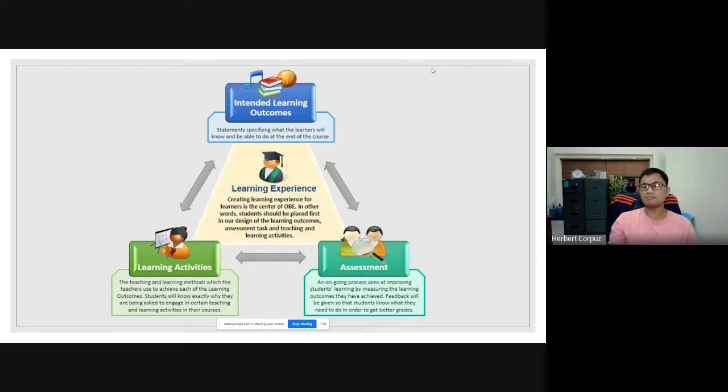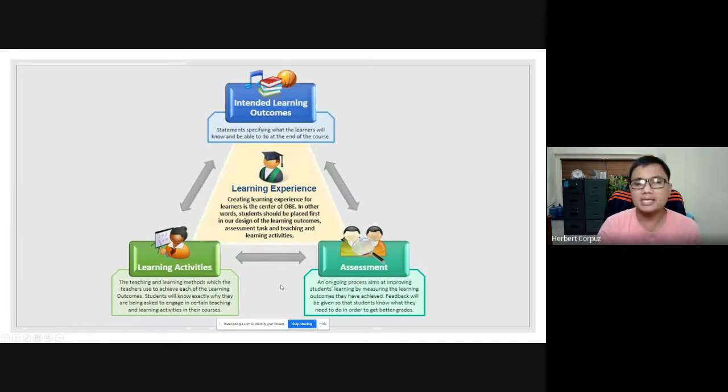That is what we mean by outcomes-based education. And these things, the ILO, intended learning outcomes, assessment and learning activities, all these are what we mean by the learning experience of our students. If we consider these three things, then creating learning experience for learners is the center of OBE.